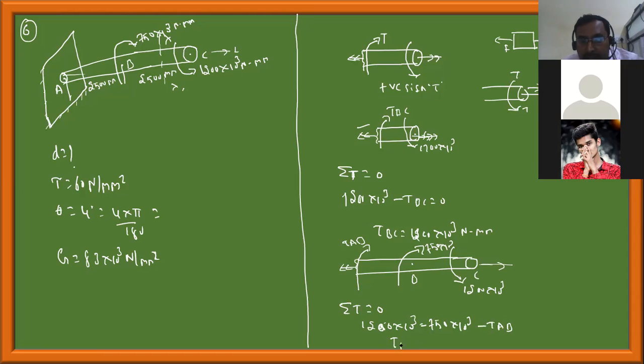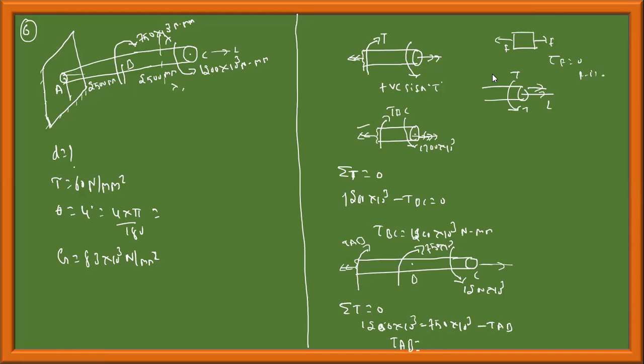Can you tell me what is TAB? TAB is equal to 1200 minus 750 into 10 power 3. How much is it? 450 into 10 power 3. He has asked us to represent the torque diagram. Let me go to the next slide.